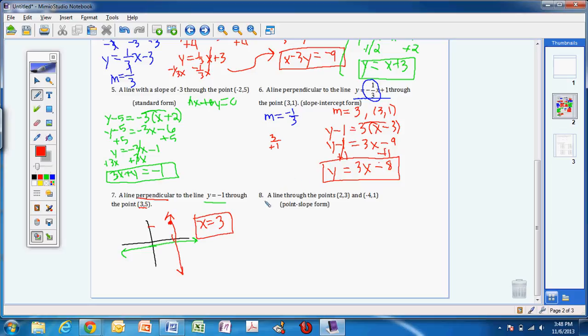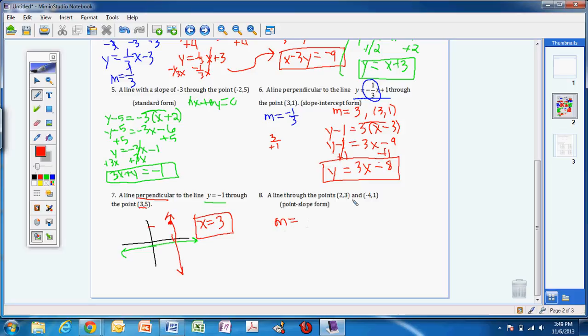So last one on this page, number 8, we want to write the equation of a line through the points (2, 3) and (-4, 1), and we want to write it in point-slope form. So the first thing that we have to do, since I know my points, but I don't know the slope between these 2 points, is find the slope.